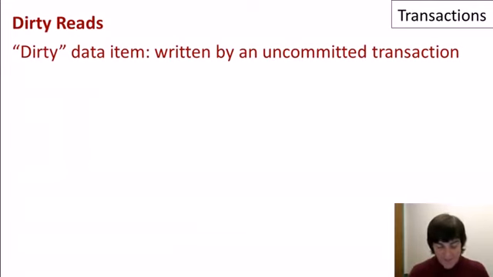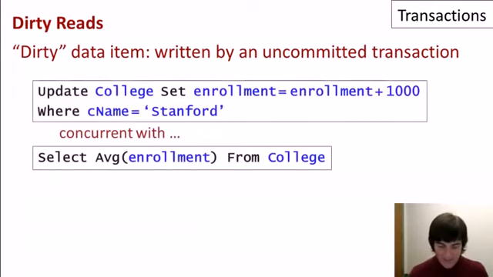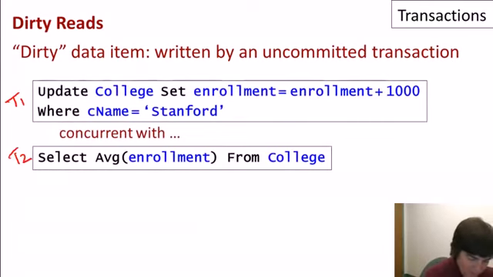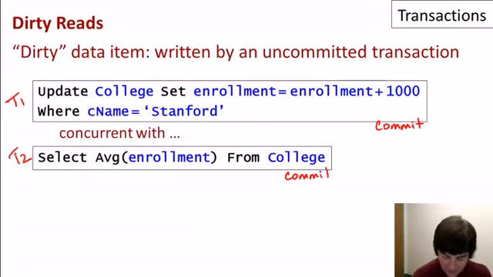A data item in the database is dirty if it's been written by a transaction that has not yet committed. So for example, here are 2 transactions. I'll call them T1 and T2. And by the way, throughout the rest of this video, I'm going to put transactions in boxes, and you can assume implicitly that there's a commit at the end of each box. I'm not going to write it each time. So our first transaction is updating Stanford's enrollment, adding 1,000 to it. And our second transaction is reading the average enrollment in the college table. We're using our usual database of students applying to colleges.